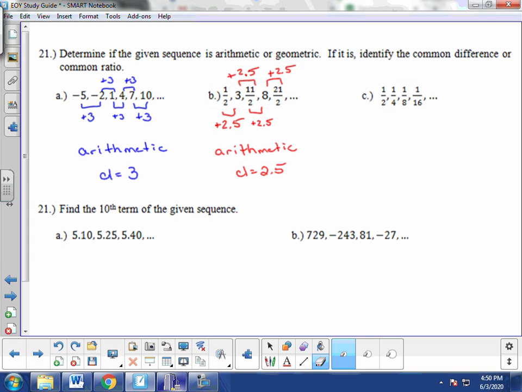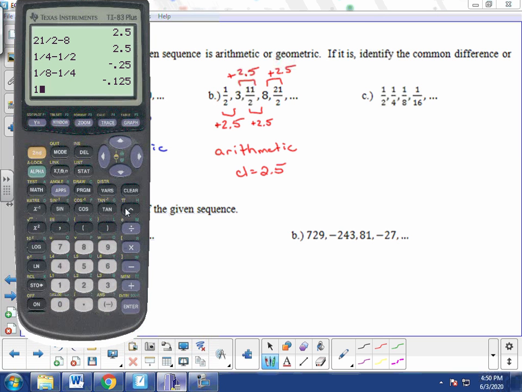Let's try multiplying. So if I wanted to see what might be multiplying here, 1/4 divided by 1/2, making sure I put parentheses around 1/2, I would be multiplying here by 1/2. And then if I look the same between 1/4 and 1/8, I'd be multiplying by 1/2. And then I'd be multiplying by 1/2. So this one is actually geometric, and it has a ratio of 1/2, or 0.5.